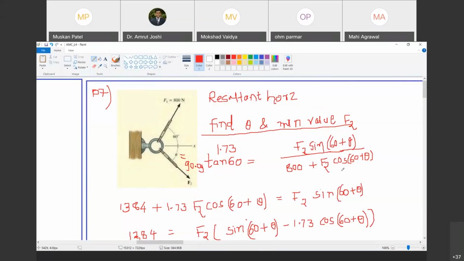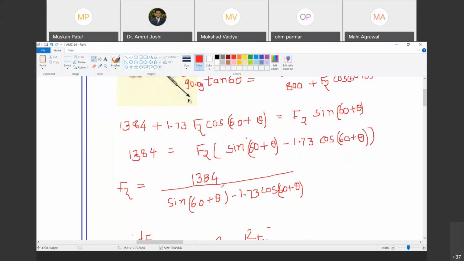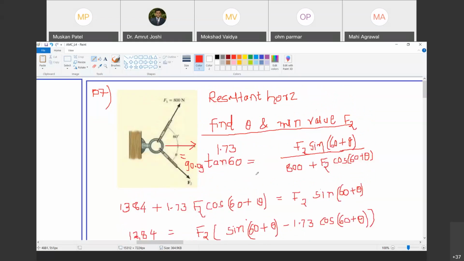How did we write this equation? By assuming that the resultant is horizontal. Only if the resultant is horizontal will tan 60 have this form. Do you agree with me? Yes, sir. And then from this same equation we found f2. Do you agree with me? Okay, sir, understood. So f2 is always going to satisfy this equation. Any f2 that satisfies this equation guarantees that the resultant is going to be horizontal. Are you with me? Yes, sir. And if anyone has any doubt, ask.